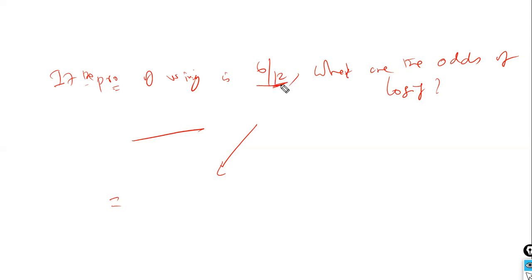I'll give you the clue. The total is 12. Out of 12, there are 6 possibilities, right? 6 out of 12. Out of 12, 6 chances are that winning.